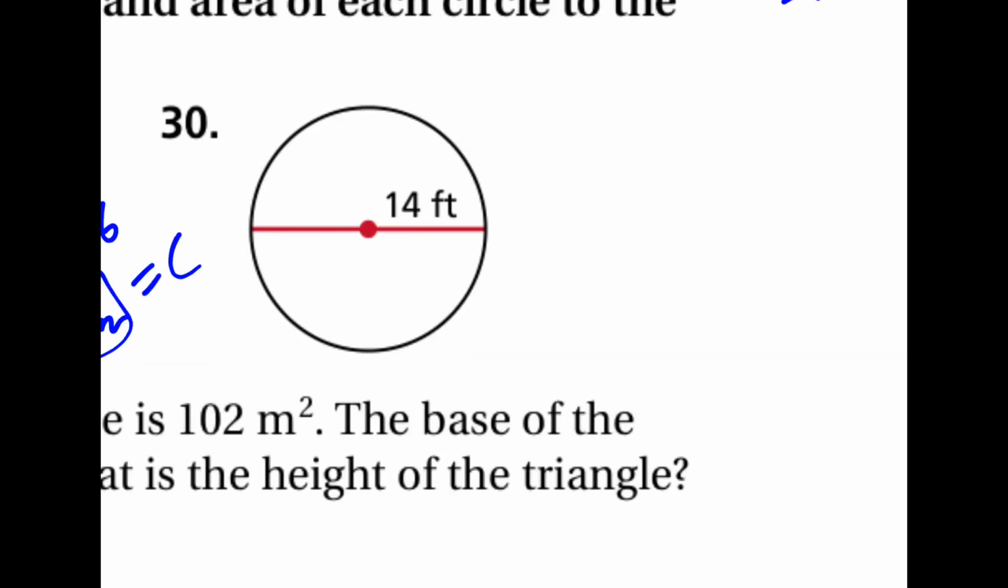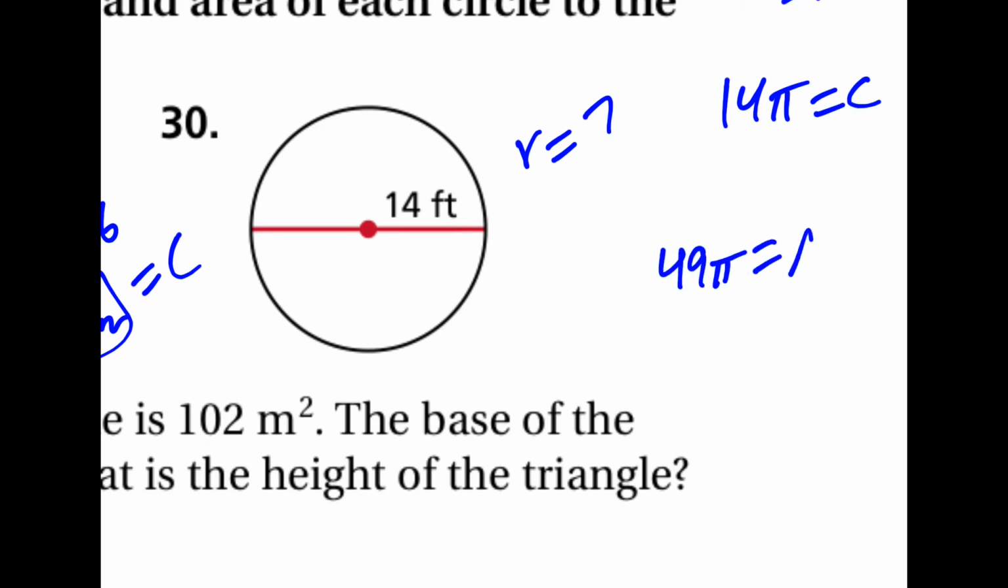In 30, they give me the diameter is 14, so the radius is going to be 7. So this is going to be 14 pi for the circumference, and this is going to be 49 pi for the area. If I multiply those by pi and round to the nearest tenth, I get 44 and 153.9.